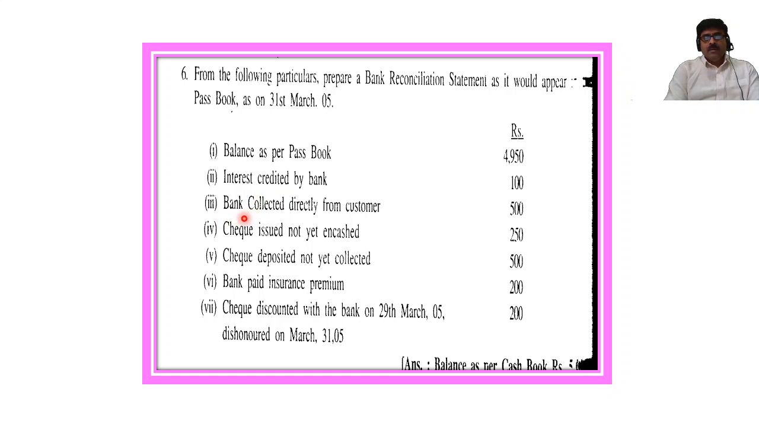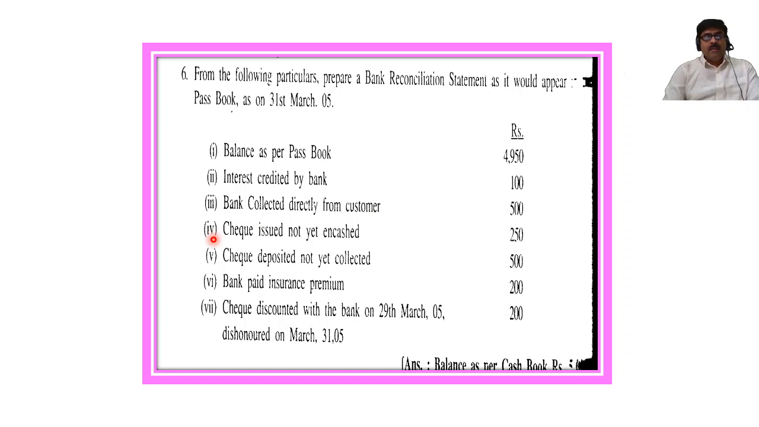Third one, bank collected directly from the customer, 500 rupees. Here also, bank collected amount means simply it's an income credited in the passbook. It will increase the passbook balance. Hence, we have to deduct this amount.